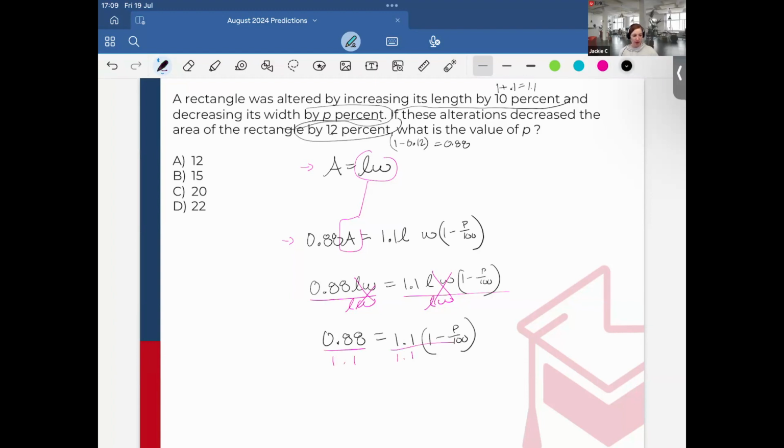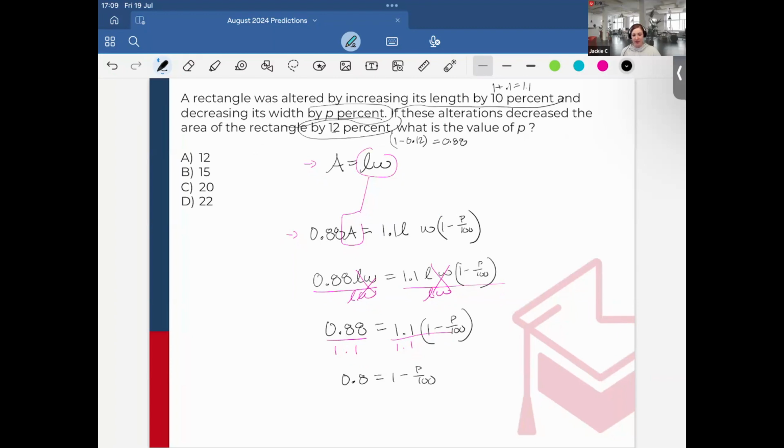So 0.88, just checking, 0.88 divided by 1.1 is 0.8. Okay, so this would be 0.8 is equal to 1 minus P over 100. Remember, I'm solving for P. Next step, I can just subtract 1 from each side. So negative 0.2 is equal to negative P over 100.